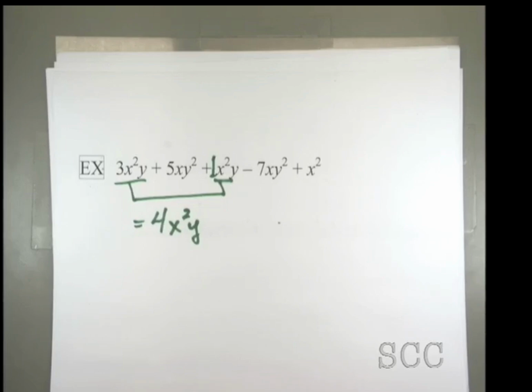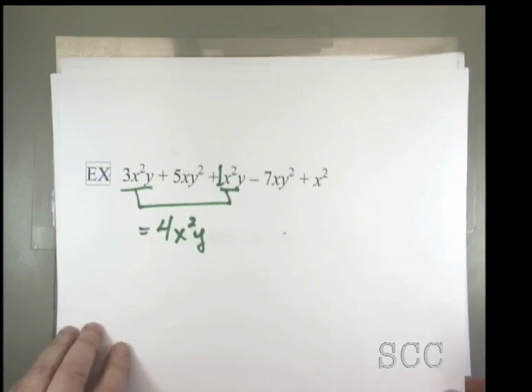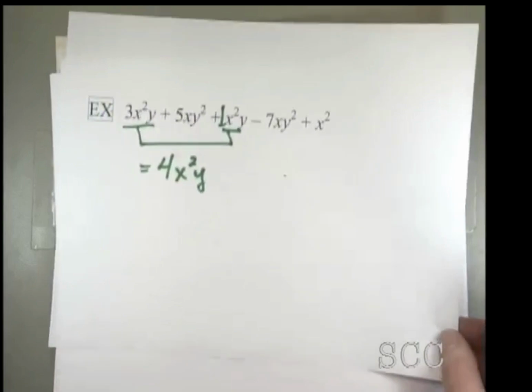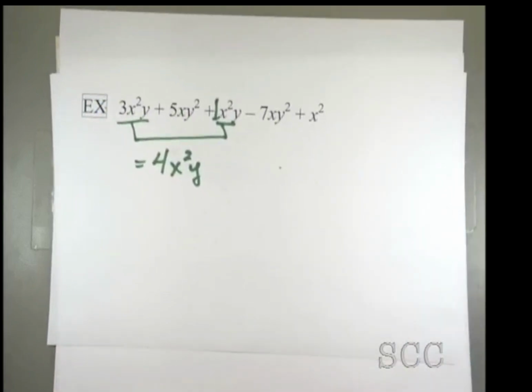It's like I have 3 oranges plus 1 more orange. What do I get? I get 4 oranges. I don't get 4 grapefruits. The thing doesn't change when you combine things by addition. You just have more of them. And the coefficient tells you how many of them you have.